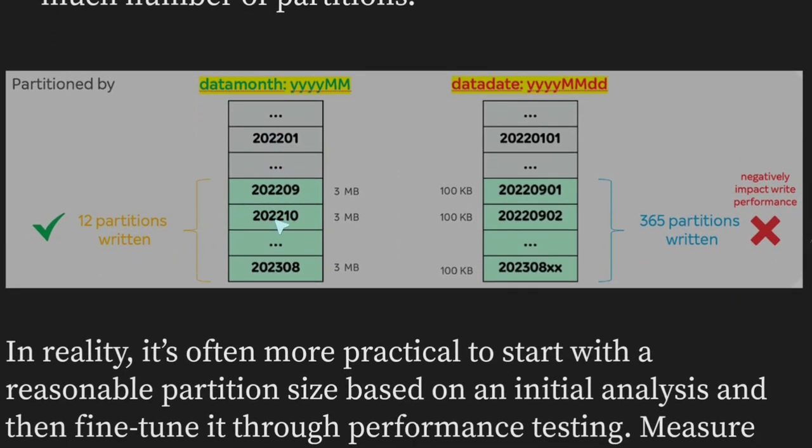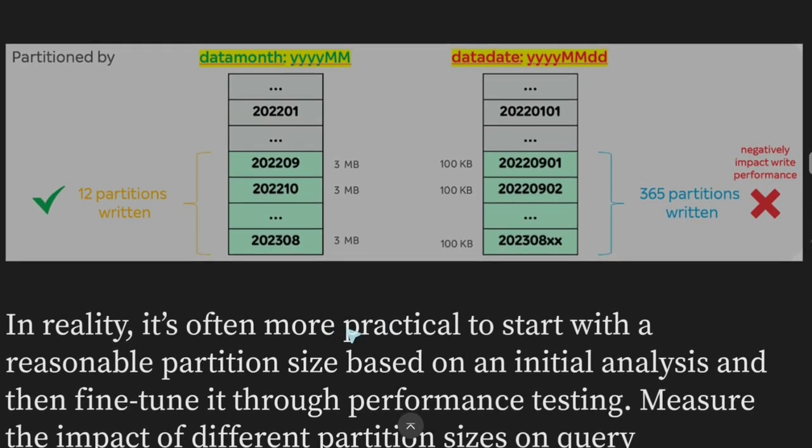So if they use month, the size for each day is 3 megabyte. I would think it would be more for booking. If they use day, they only have 100 kilobytes. So they have 12 partitions, one per month, each 3 megabytes. If they use day, they would have 365 partitions, which would negatively impact performance. Of course, it depends on the size of the Parquet files. If they manage to have 3 megabytes per day, then this is good.